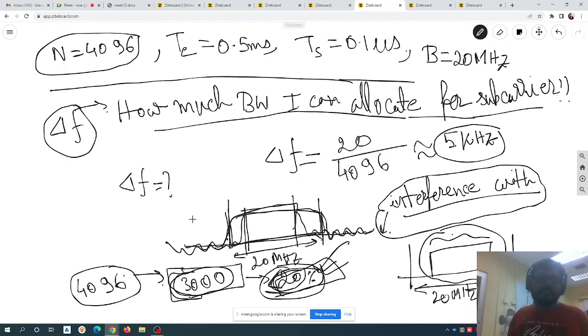Sir, here interference is also reduced, but at the same time, is the bandwidth effectively utilized? Even if I do that, what can I do? I can decrease the symbol duration. If I decrease the symbol duration, we can use 2048 or 4096 subcarriers in some cases.